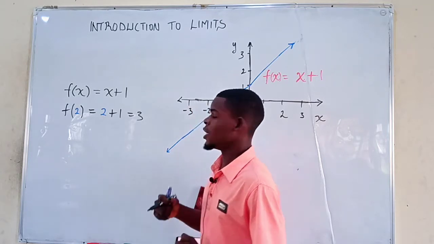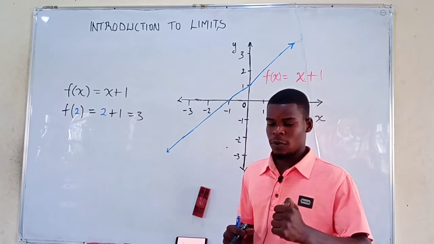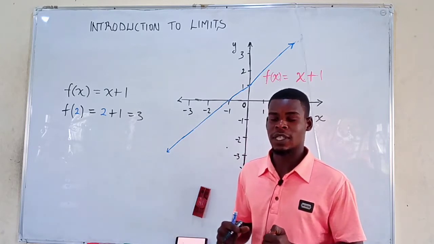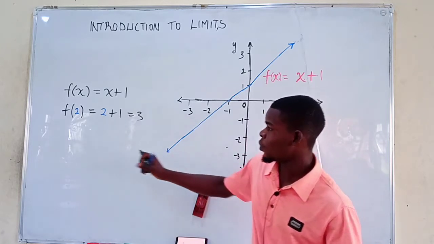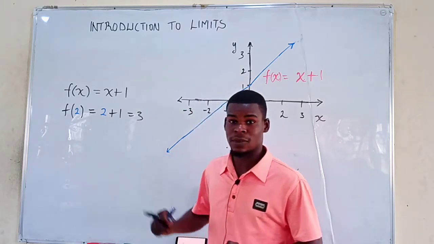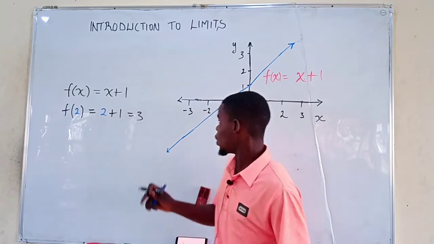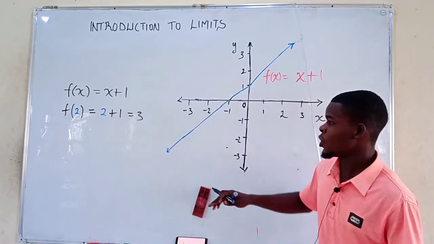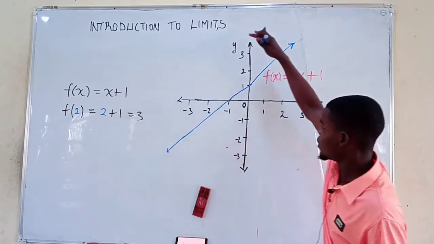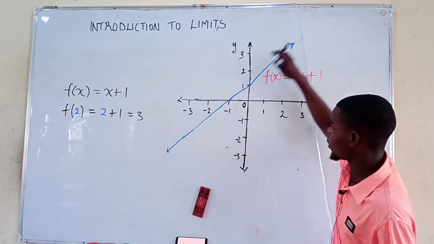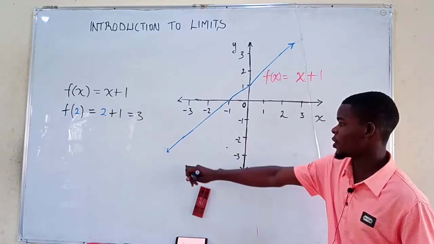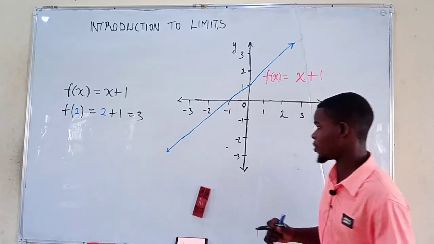But here, in limit of functions, we want to find the value that our output gets closer to as our input gets closer to a certain number. Let's visualize this a little bit on the curve. This is the same function. This is the graph. It's just a straight line, an increasing function, going up like that.